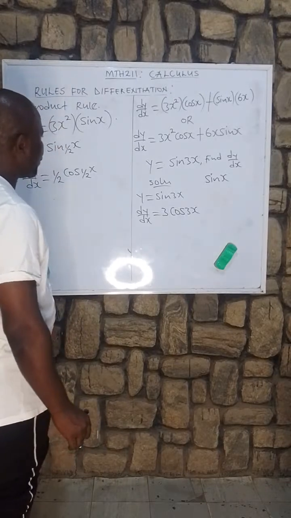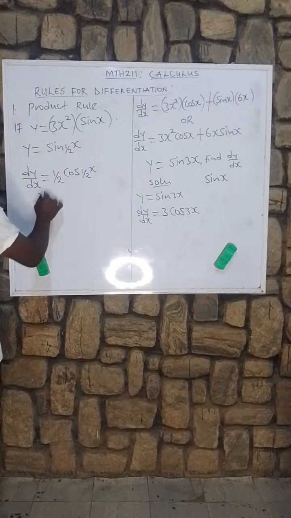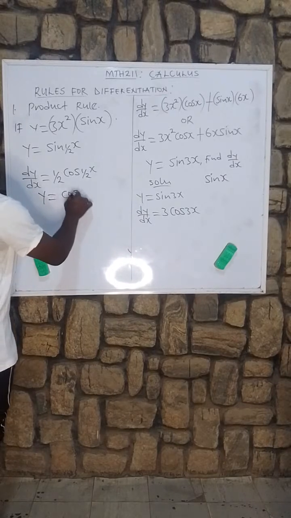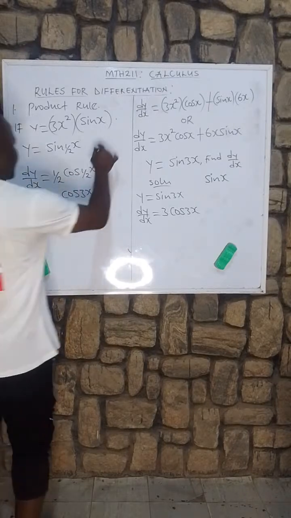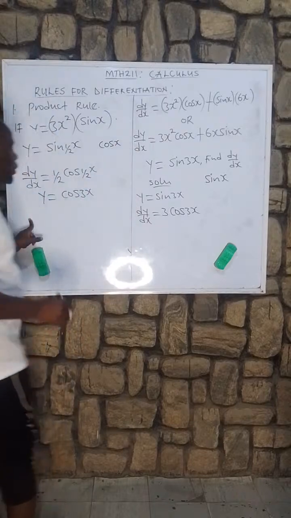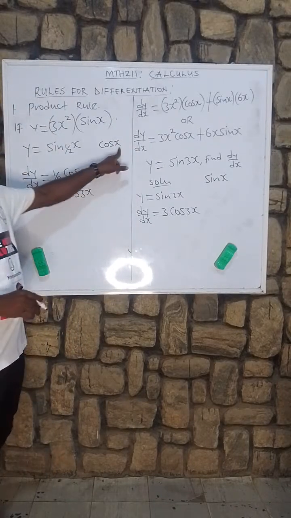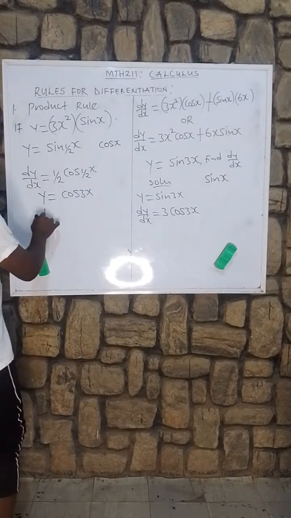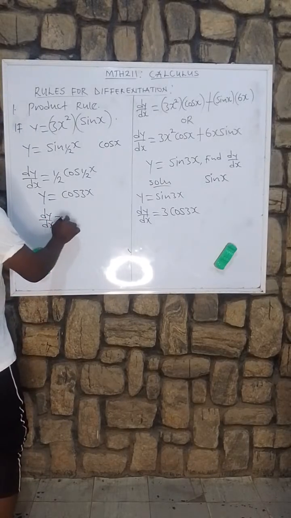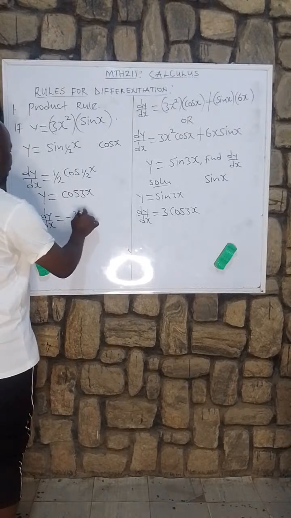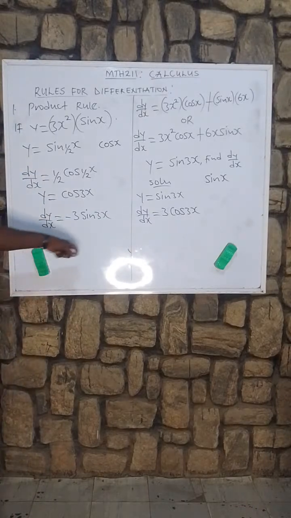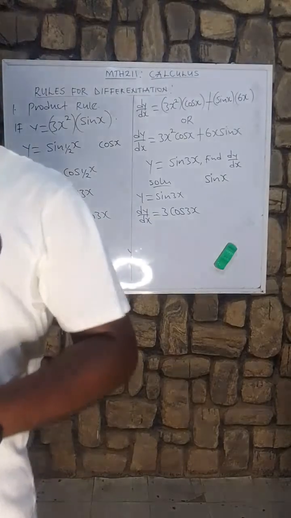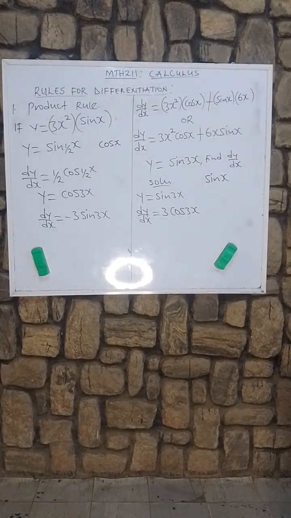Then, what if you are asked to differentiate y equals cos 3x? If you differentiate cos x, you are supposed to have minus sine x, true or false? So your dy over dx, you are going to have minus 3 sine 3x. Take note. Any question, please?